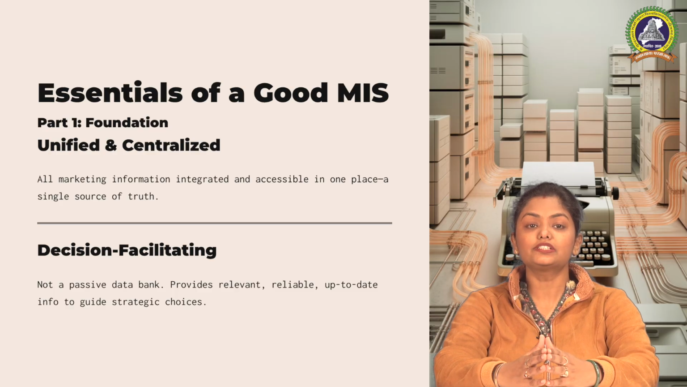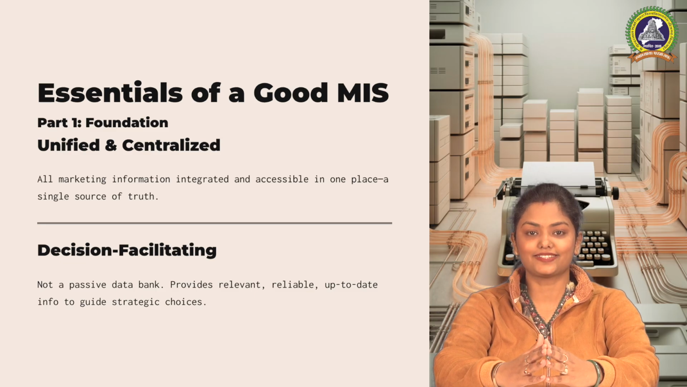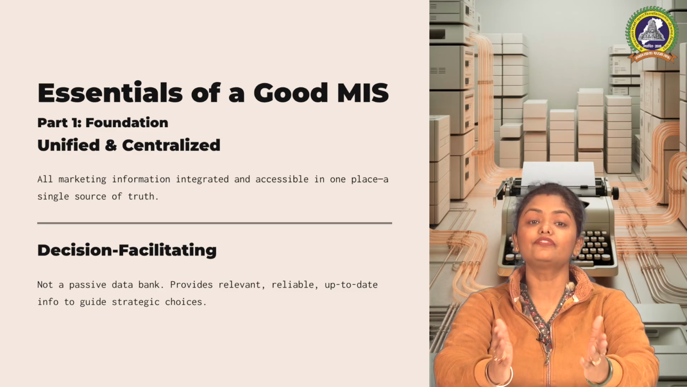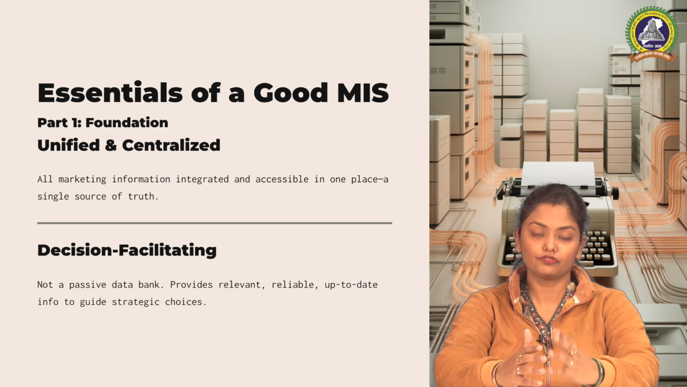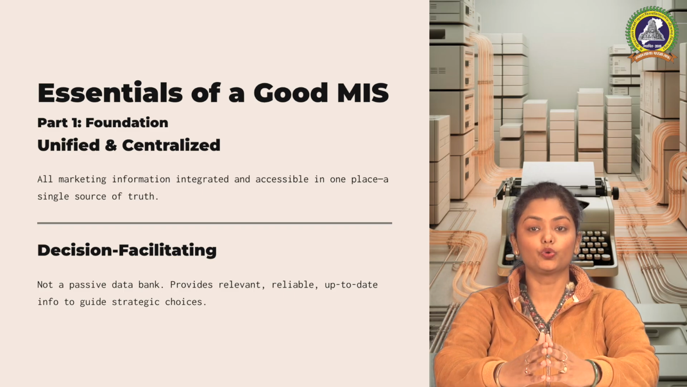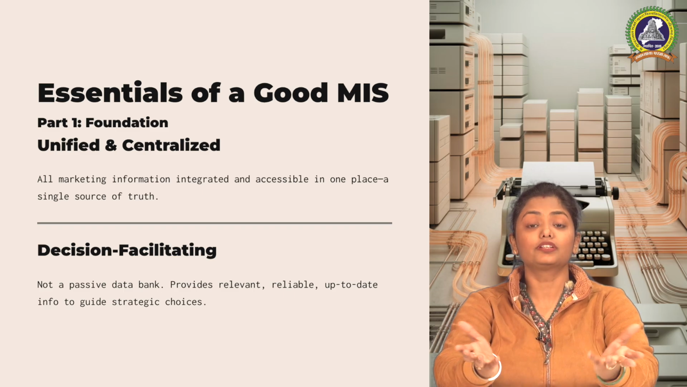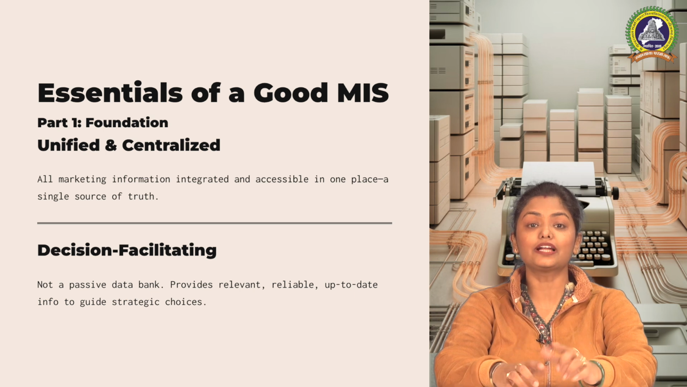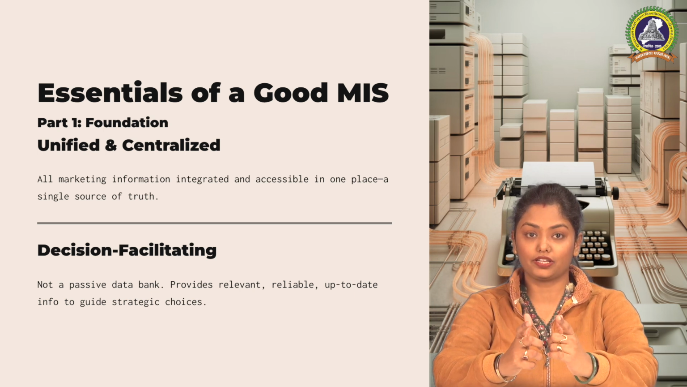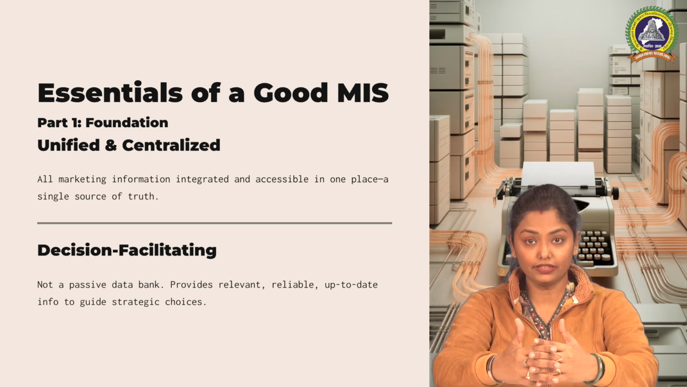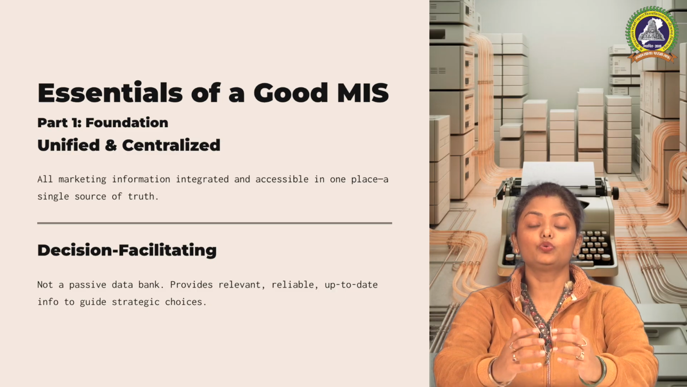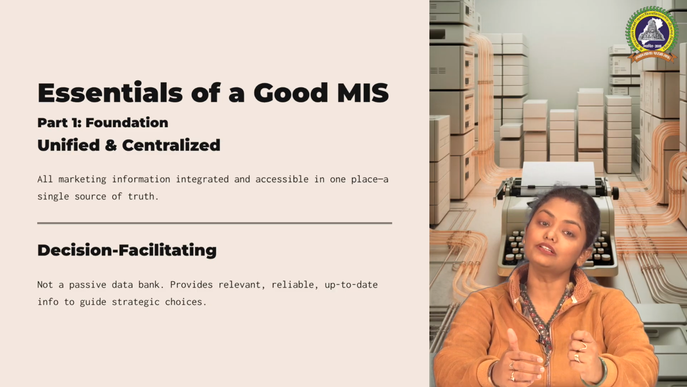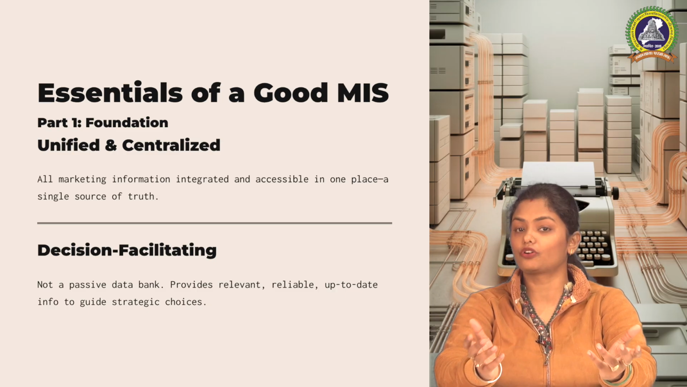Let's explore that next. We now move from the features of an MIS to the essentials of a good marketing information system. What separates a highly effective system from a poor one? First, a good MIS must be unified and centralized. What does this mean? Unified means that all the different types of marketing information are brought together. Centralized means this unified information is kept at one central place, such as the central office.